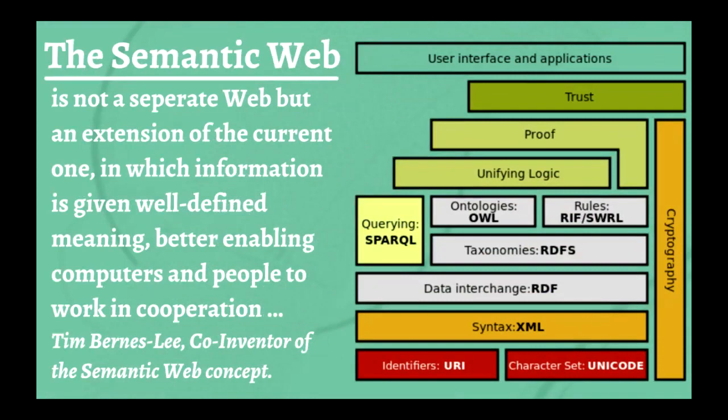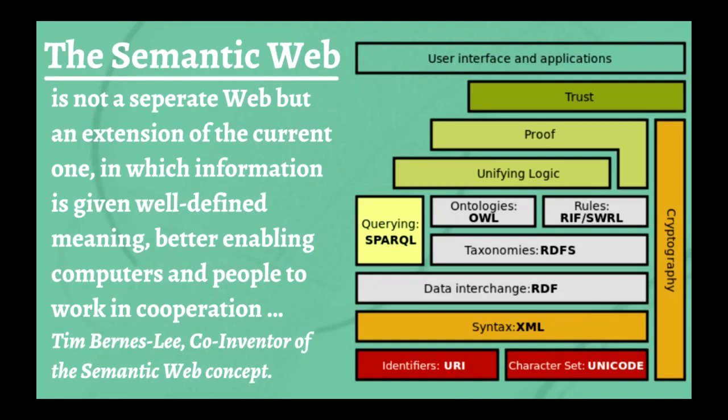The semantic web, as termed by Tim Berners-Lee, who's the co-inventor of the semantic web concept, is not a separate web, but an extension of the current one, in which information is given well-defined meaning, better enabling computers and people to work in cooperation. The graph displays very well the building blocks involved with linked data in the semantic web, or the vision for the semantic web.